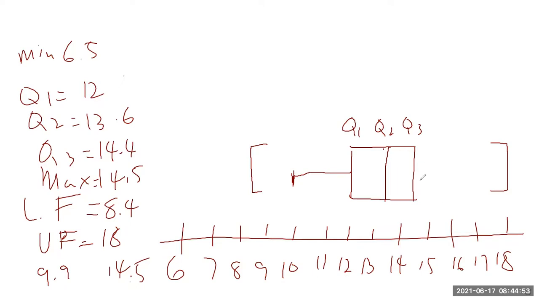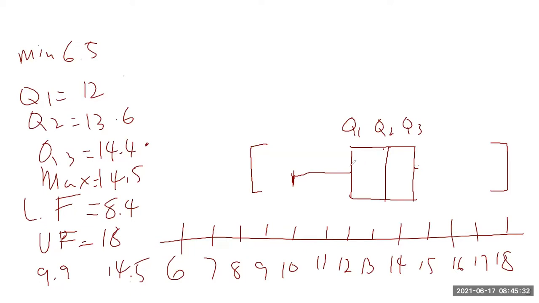Then we are also going to draw another line from Q3 to the largest data value that is smaller than the upper fence. There were a lot of data values. All the data values that were given were smaller than 18. But out of all those values that were smaller than 18, which of them is the largest? The largest is 14.5. So we draw a line from Q3 to 14.5. Q3 is already 14.4. So if you are drawing to 14.5, then that is just a small line. That's like a 0.1 distance.